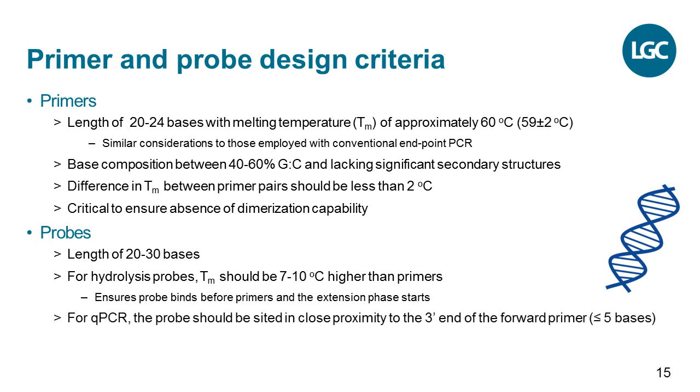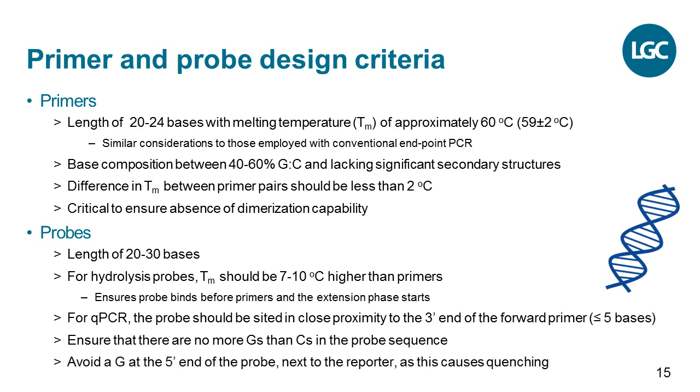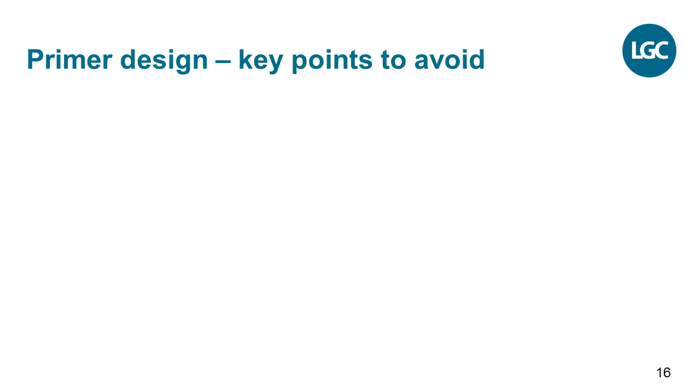polymerase. For quantitative applications, the probe should be sited close to the 3' end of the forward primer, but not be overlapping. It is also preferable that there are no more G's than C's in the probe sequence, and that there isn't a G at the 5' end of the probe, as this will cause quenching.